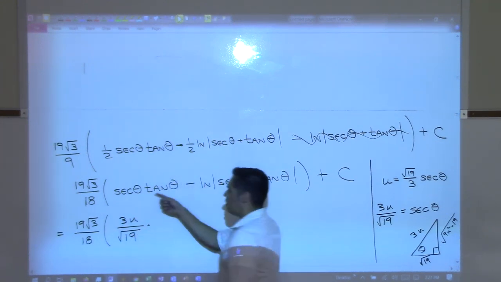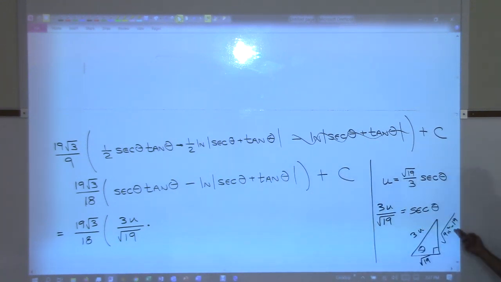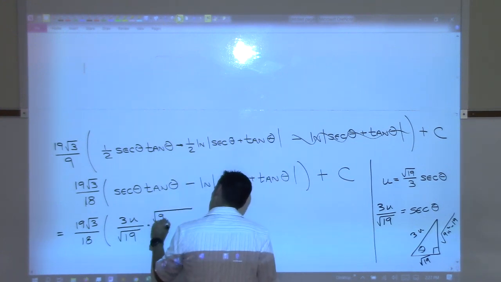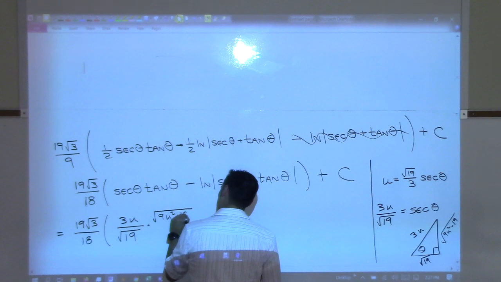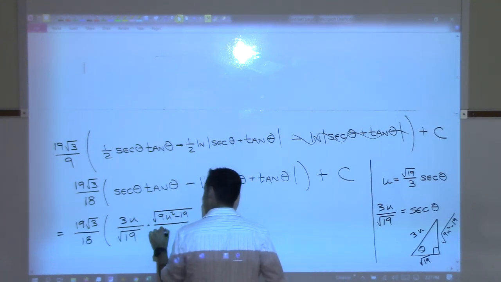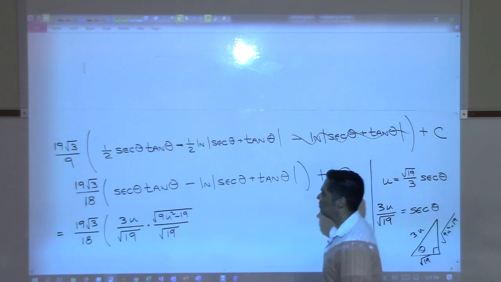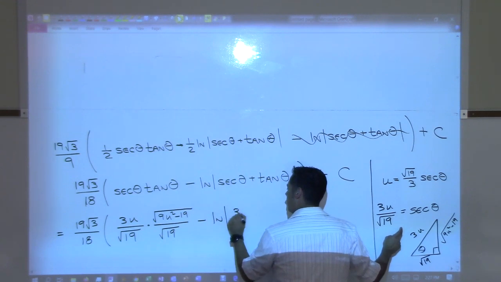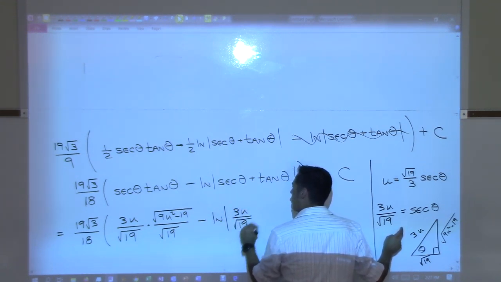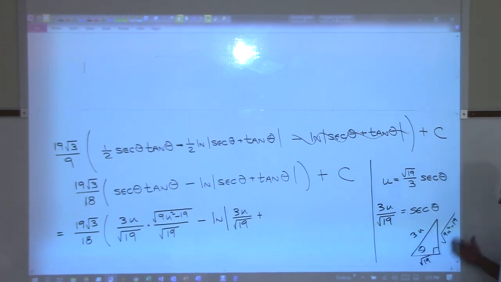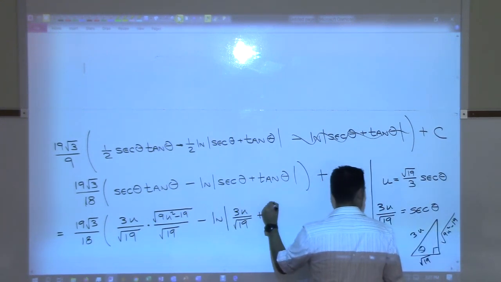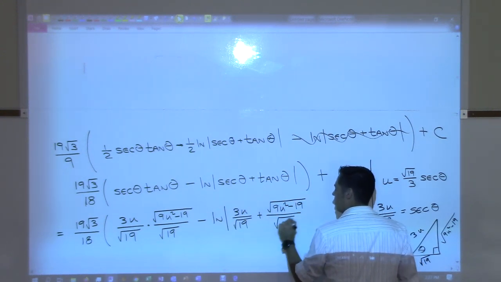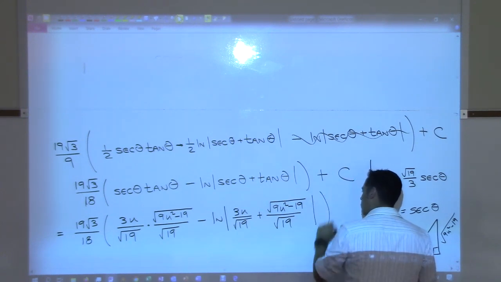Okay, times. Do we know what tangent theta is? This over this, right? So root 9u squared minus 19 over root 19. Okay, that's the first part. Minus natural log of secant theta. We know that: 3u over root 19. Plus tangent theta. Well, we just did tangent theta, so that's going to be root 9u squared minus 19 over root 19. Right. And then close that, plus c.